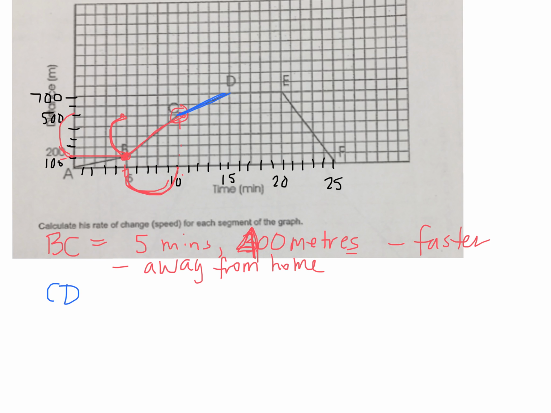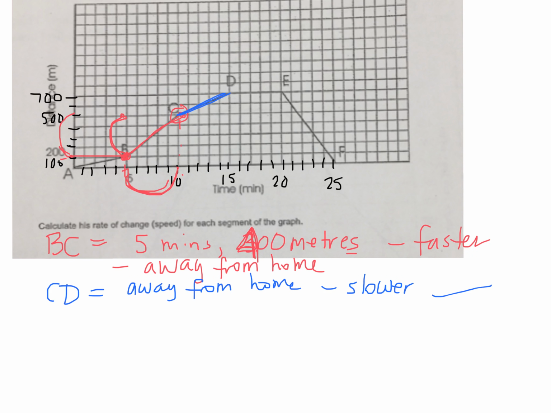Tell me what you wrote for that part. What's happening from C to D? Is he still running away from home? Yes, he's still away from home. And is he going faster or slower now from C to D? Good. So he's going slower. We know this because it's not as steep. So maybe he's getting tired.